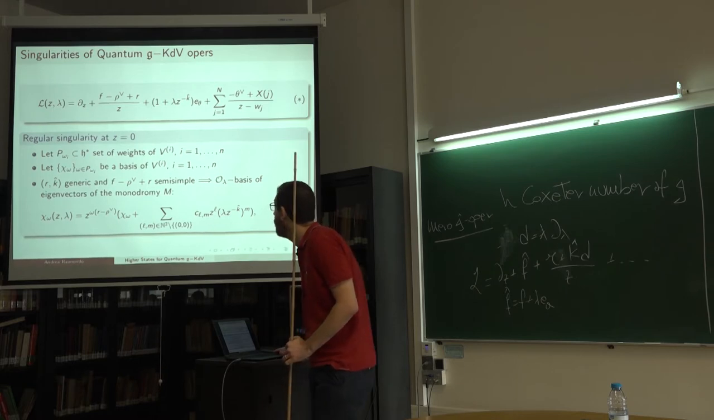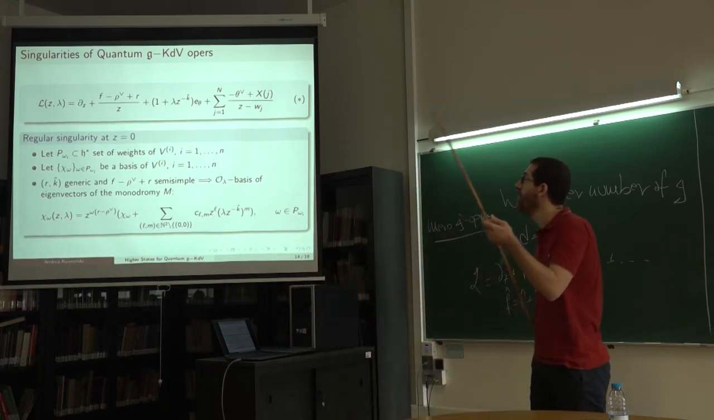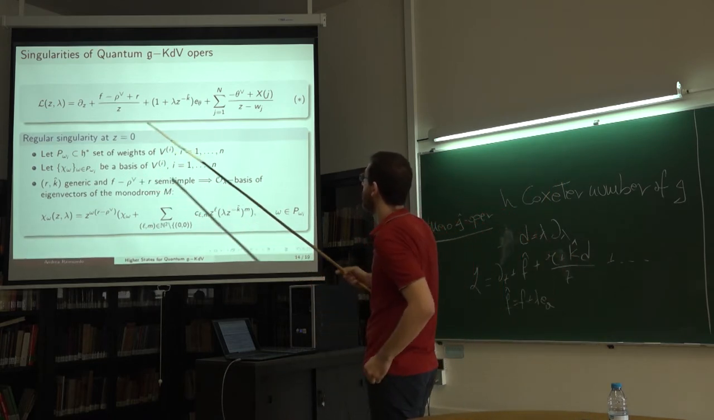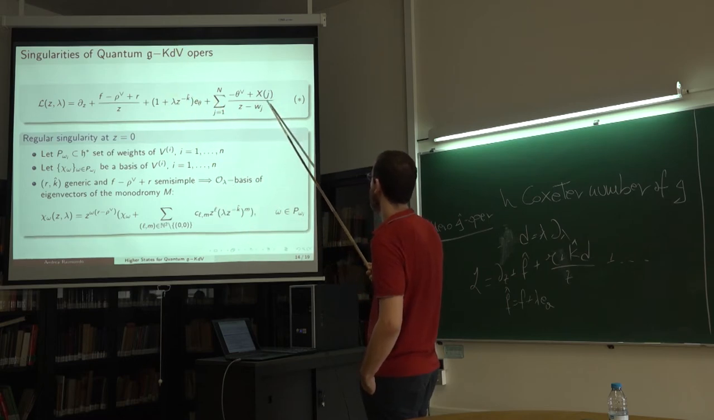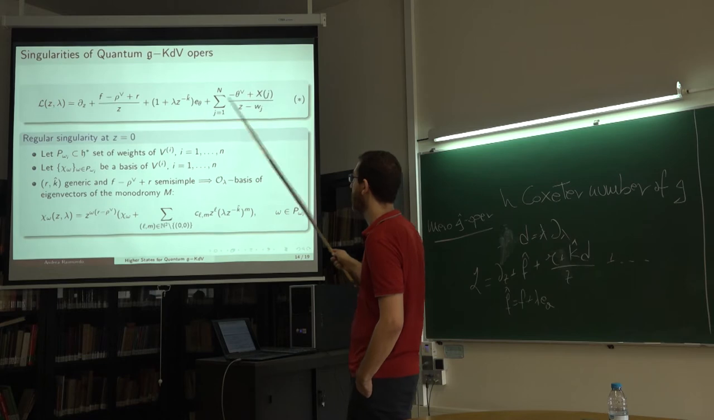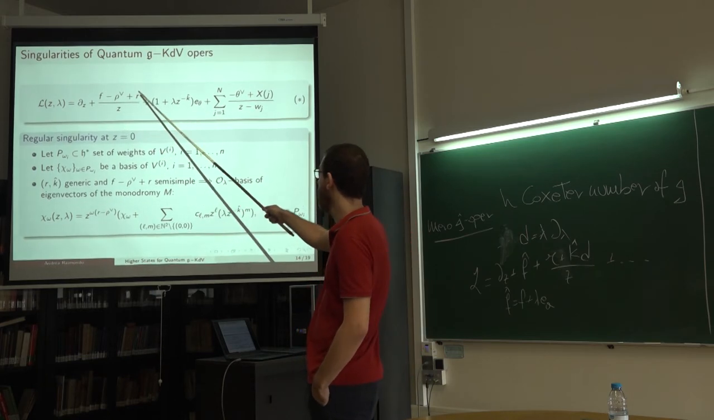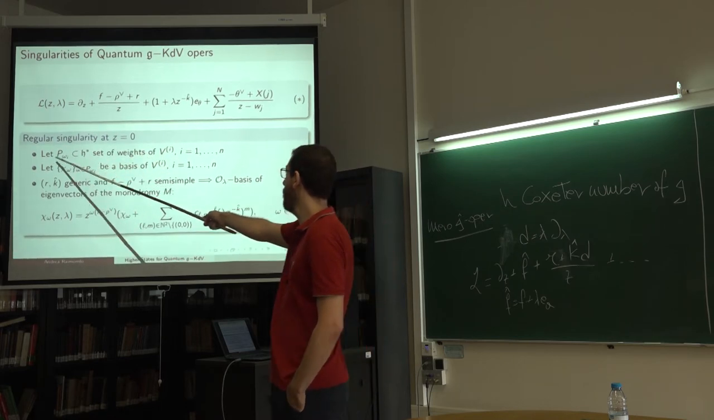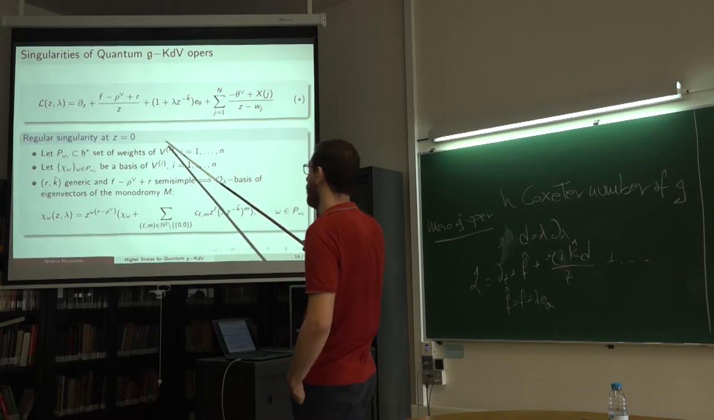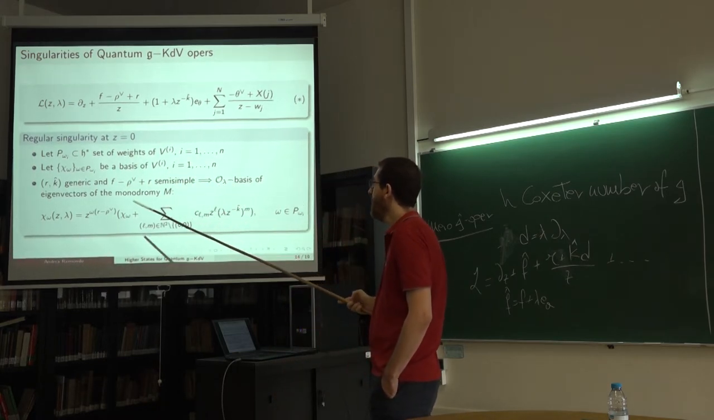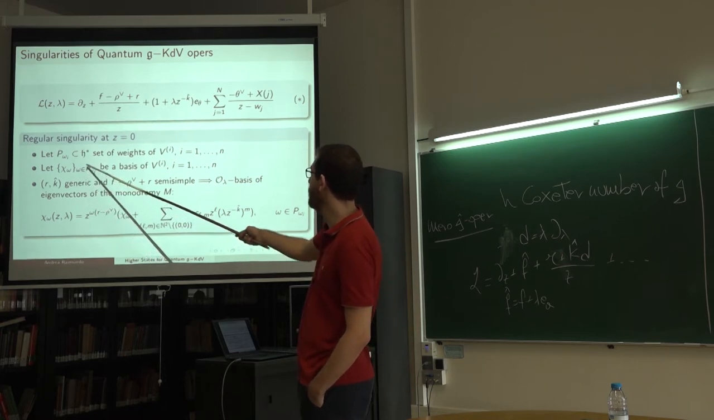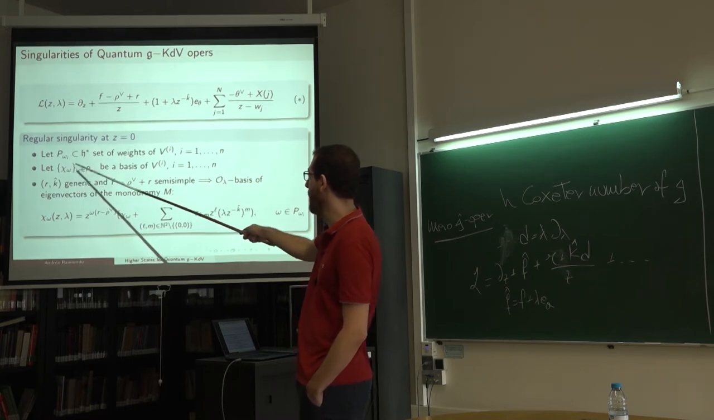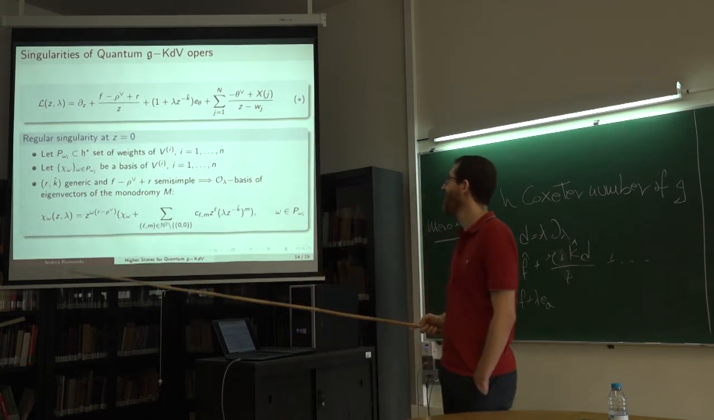Okay, and then with this definition, I have to work out some analysis, if you want. So I will consider, okay, these are regular, but the monodromy is trivial, while here it is not trivial. And z equals 0 is a regular singularity. So I will denote by P omega i the set of weights of the ith fundamental representation. And then I will fix a basis of this fundamental representation. Of course, these elements are conveniently labeled by weights of a representation.